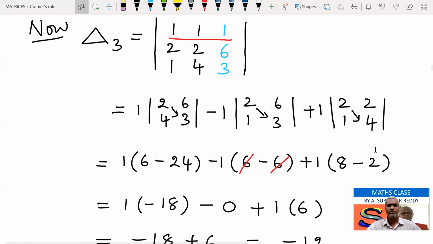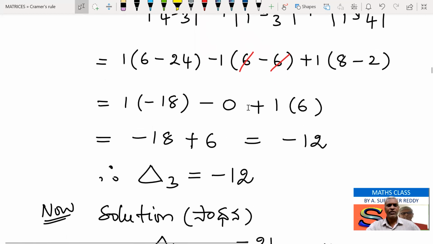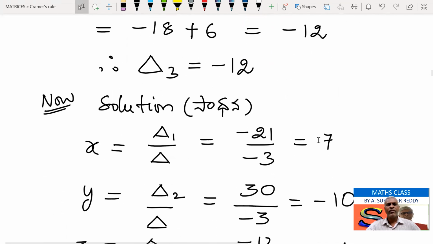2, 2, 1, 4. And simplifying, AD minus BC, 2 threes are 6, minus 6 fours are 24. 2 threes are 6, minus 6 ones are 6. 2 fours are 8, minus 2 ones are 2. 6, 6 will get cancelled, 0. So 6 minus 24 is minus 18, 8 minus 2 is 6. 1 into minus 18 is minus 18, 1 into 6 is 6. Minus 18 plus 6 is minus 12. Delta 3 is minus 12.